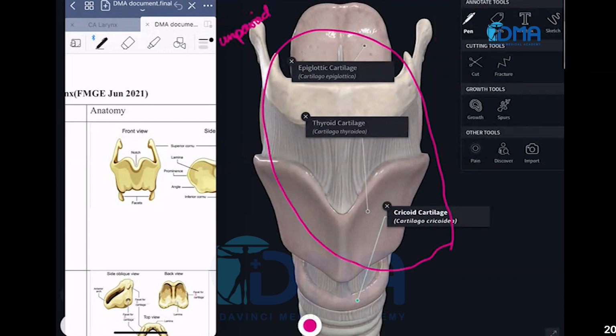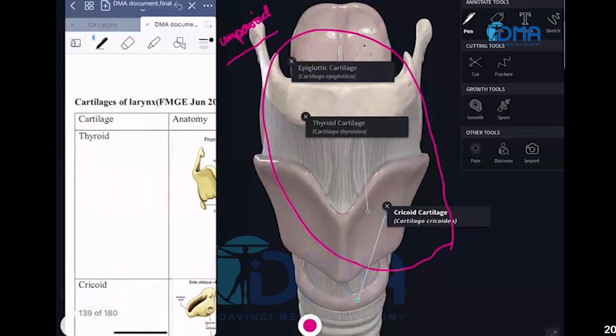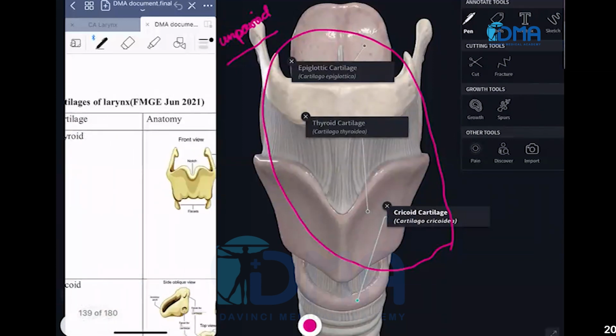Okay. So we are starting with larynx anatomy. In larynx anatomy, we are starting with cartilages of the larynx. In cartilages of larynx, we are starting with three cartilages, that is epiglottis, thyroid cartilage, and cricoid cartilage. These three are the unpaired cartilages of the larynx. Now we can just have basic understanding about the anatomy of each individual cartilage.